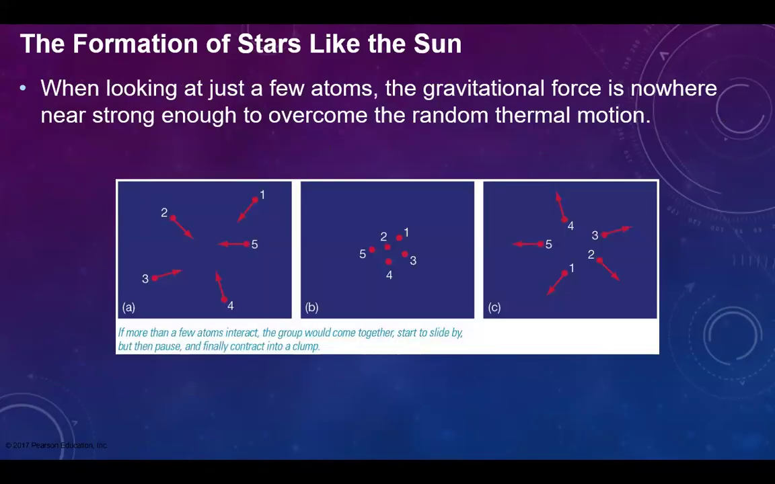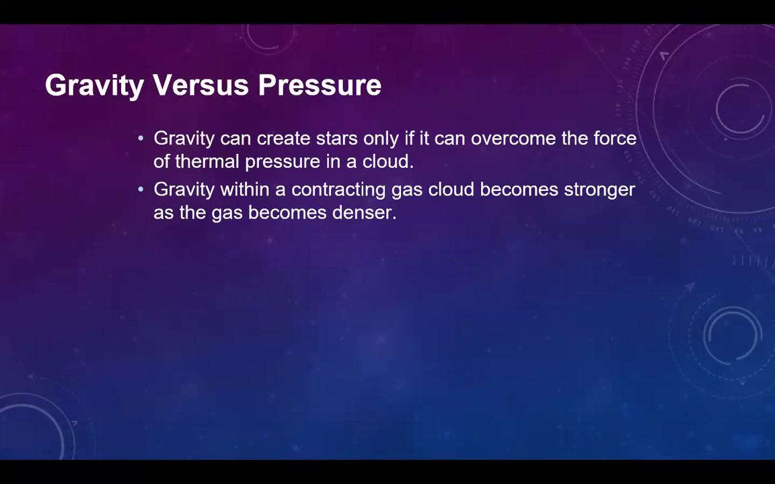So if you look at just a few atoms, gravitational force is nowhere near strong enough to overcome the random thermal motion of atoms. You need a lot. So gravity can create stars only if it can overcome the force of thermal pressure in a cloud. Because the cloud has a temperature, everything is moving around pretty quickly. Gravity has to overcome that thermal movement. So gravity within a contracting gas cloud becomes stronger as the gas becomes denser, because gravity is stronger the closer things are together. So as everything gets closer together, the gravity gets stronger.